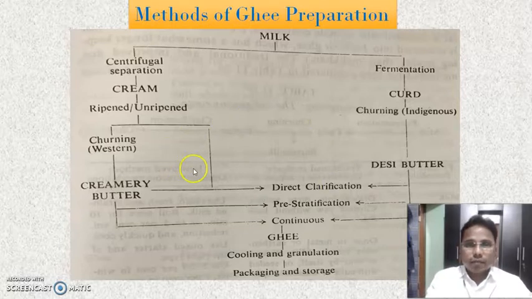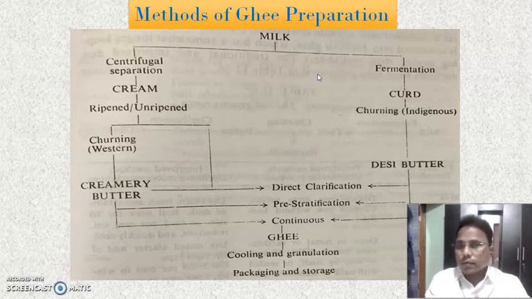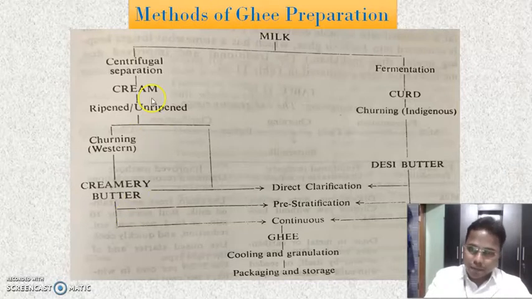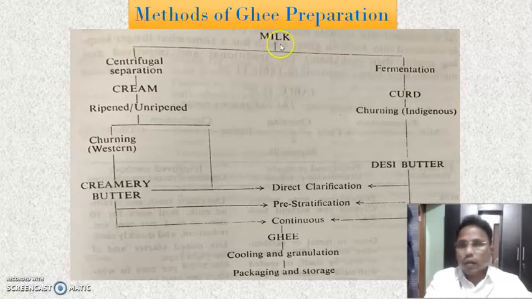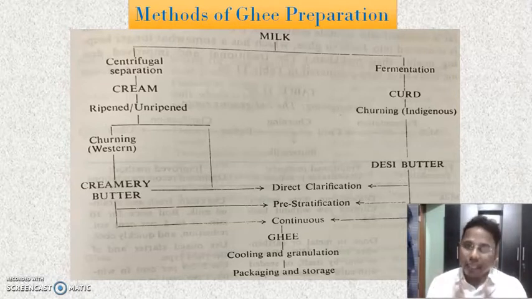So in this slide, the flow diagram of ghee preparation is given. Ghee may be prepared either from cream or the milk. The first step is the milk, and on both sides the different steps are given. We have already learned the makhan preparation, and by using that makhan or butter, ghee is prepared. In this lecture, we are going to see in detail the ghee preparation by both methods, the traditional Desi method and the creamery method.